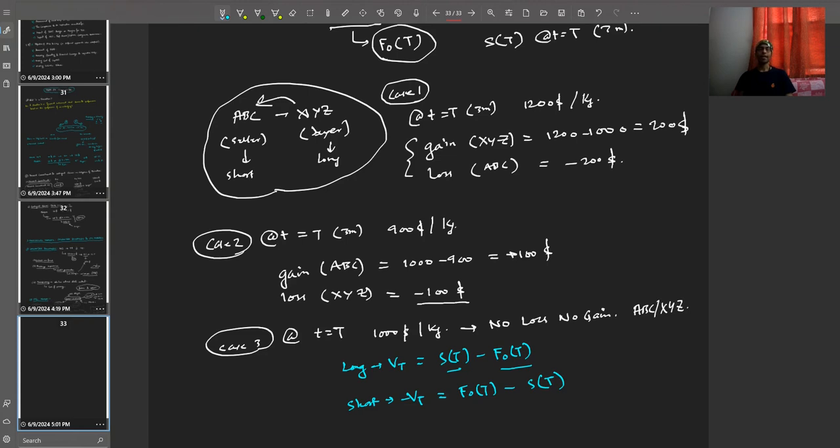So you can understand that if the market price is higher than the contract price, the person who is long the forward contract makes a gain, and the reverse happens to the short person. Similarly, when the market price is less than the contract price, the short side of the forward gains while the long side makes a loss. So St greater than F0t means the long party gains. And F0t greater than St means the short party gains.